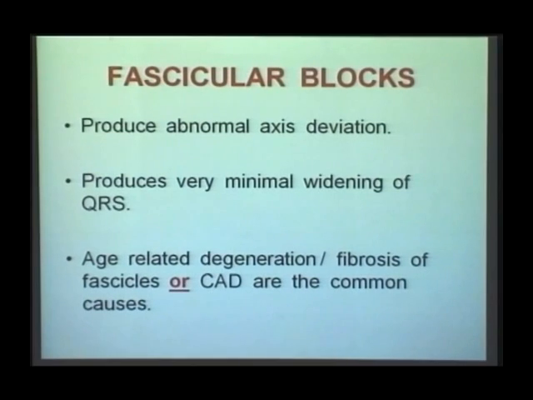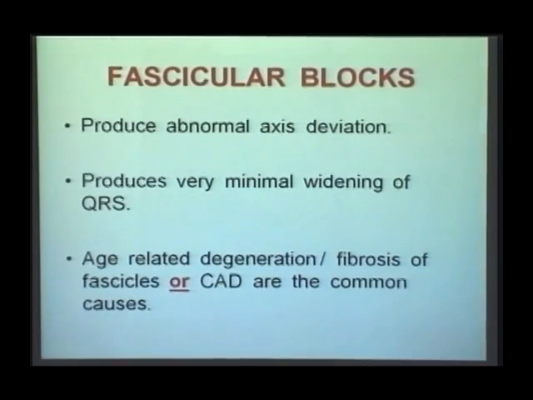The 2 common causes of fascicular blocks are aging and coronary heart disease. These are the 2 important causes of fascicular blocks. Aging itself produces fibrosis of the conduction system. Age-related fibrosis and degeneration of the conduction system is a very important cause of fascicular blocks. So the etiology of fascicular blocks is CAD and degeneration.